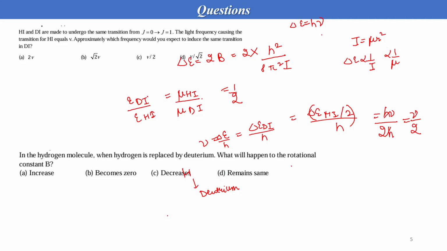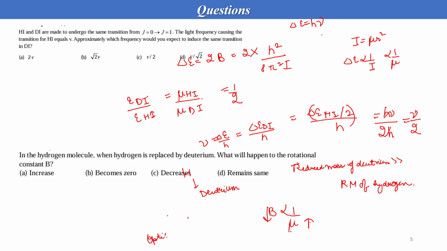So we know that the reduced mass of deuterium will be more than the reduced mass of hydrogen, and we know that B is inversely proportional to the reduced mass mu. So if reduced mass will increase, then B will decrease. So the answer will be option C. It will decrease. So what will happen to the rotational constant? It will decrease.